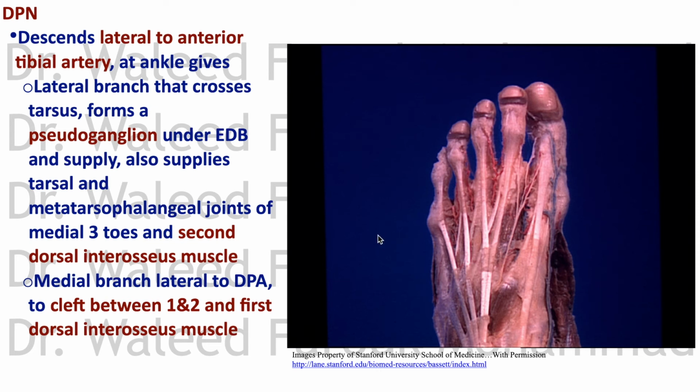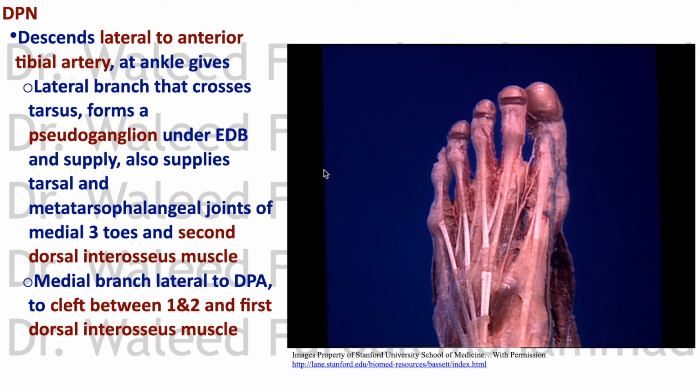The deep peroneal nerve, the one you see here, is lateral to the anterior tibial artery. At the ankle, it gives a lateral branch and a medial branch. The lateral branch crosses the tarsus and forms a pseudoganglion. It's not a ganglion, it's a gathering of the nerve branches at a certain area under the extensor digitorum brevis, and it supplies it as well. It also supplies the tarsal joints and metatarsophalangeal joints, and the medial 3 toes and the second dorsal interosseous muscle.